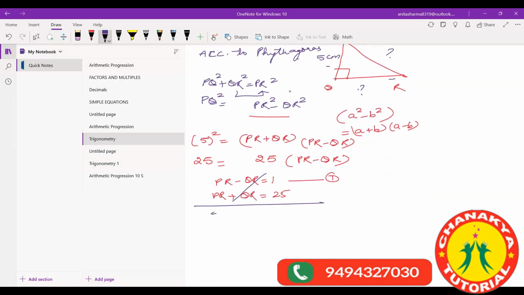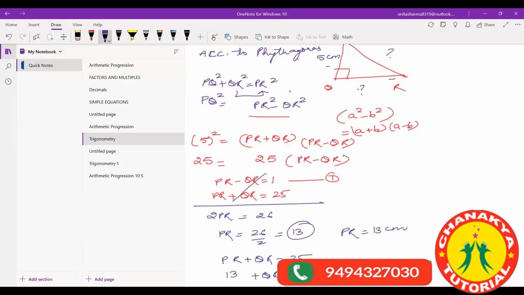Then PR plus PR, that is twice PR, is equal to 25 plus 1, which is 26. Then PR is equal to 26 by 2, which is 13. Right? Then the value of PR is 13 centimeters. Now, we have been given this condition that PR plus QR is equal to 25. Now, PR is 13, so 13 plus QR is equal to 25. So it implies the value of QR is 12 centimeters.